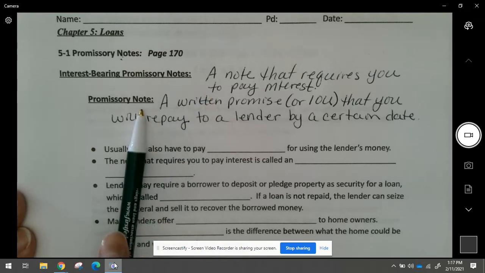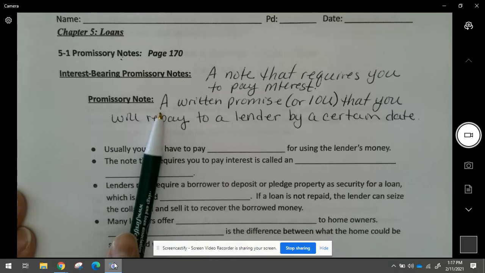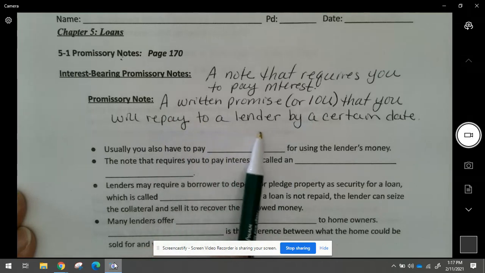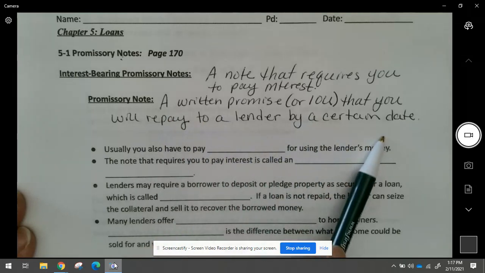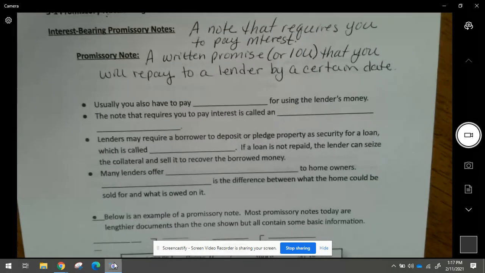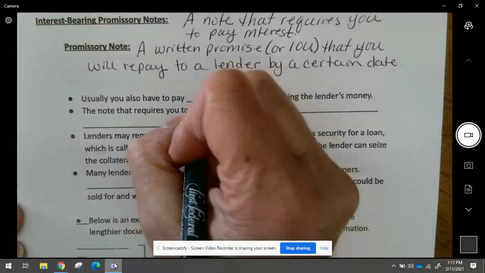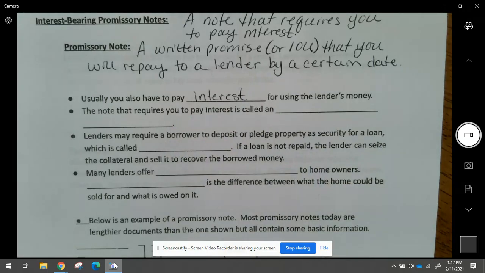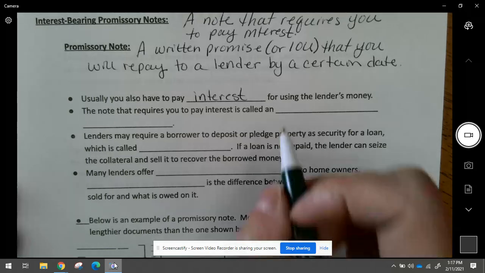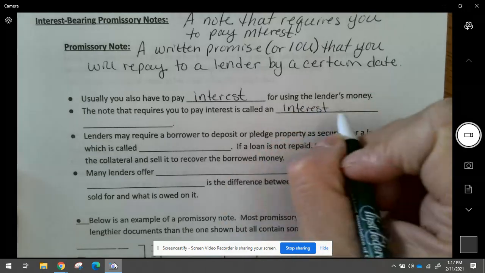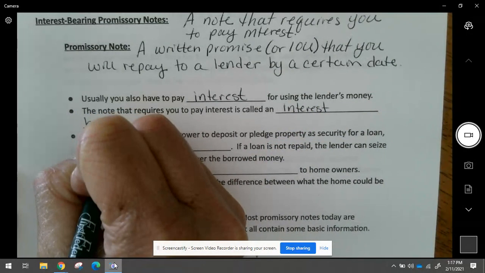So let's look at a promissory note. Well, that is a written promise or an IOU that you will repay to a lender by a certain date. Okay, some key points to know about promissory notes. You have to pay interest for using the lender's money. The note that requires you to pay interest is called an interest-bearing note, which we just defined above.